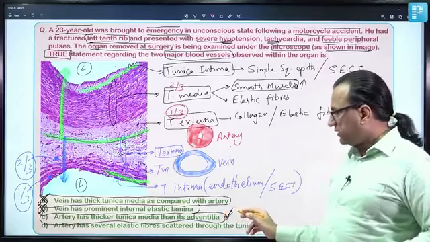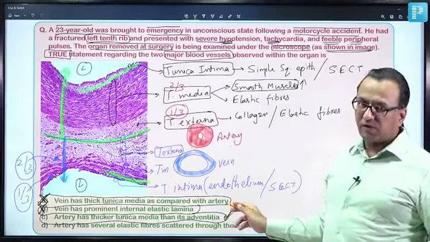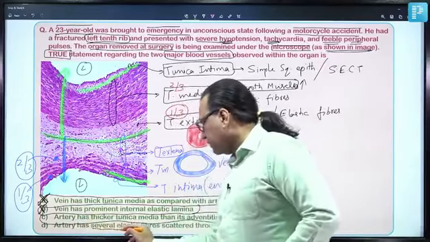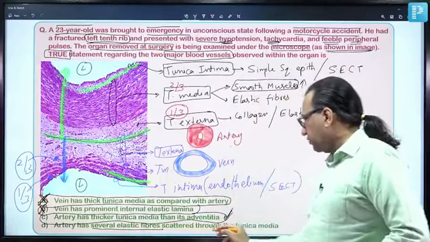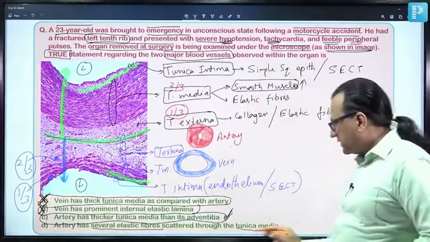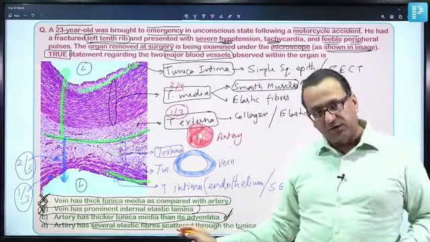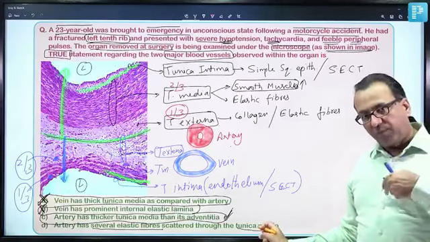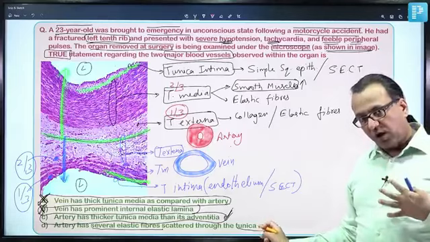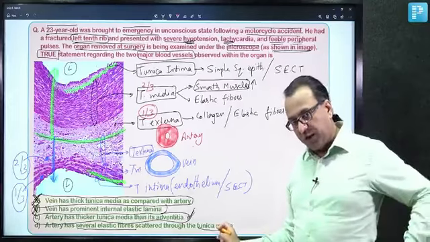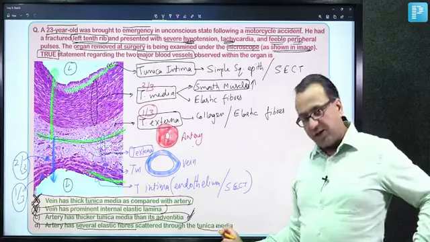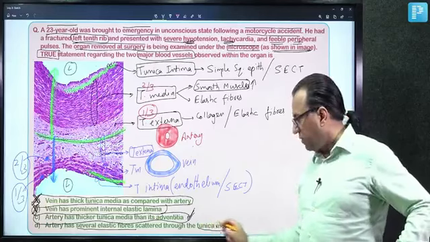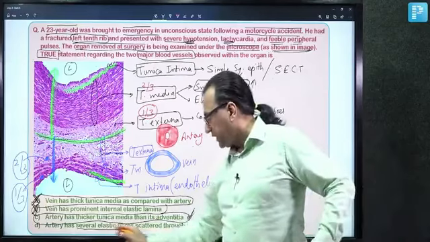So if choice C is the answer, what about choice D? Of course, it'll be a false statement, but let us check it. Choice number D is telling artery has several elastic fibers scattered through the tunica media. Now, this statement will be true in case of an elastic artery, like I said, aorta or pulmonary trunk, which are close to the heart, not the splenic artery. Splenic artery is not an elastic artery, it is a muscular artery. It will have more smooth muscles in the tunica media and not the elastic fibers.